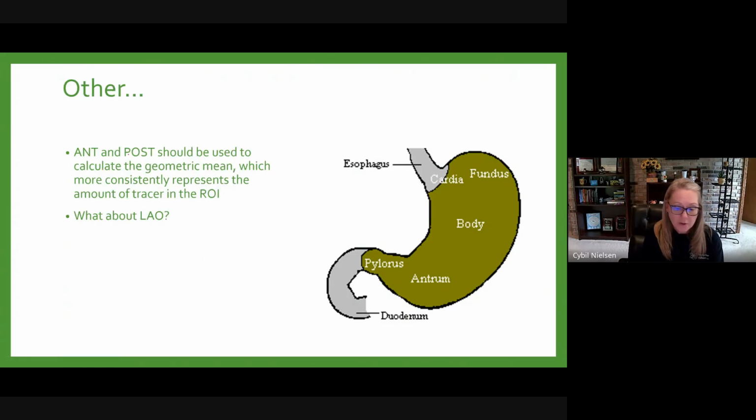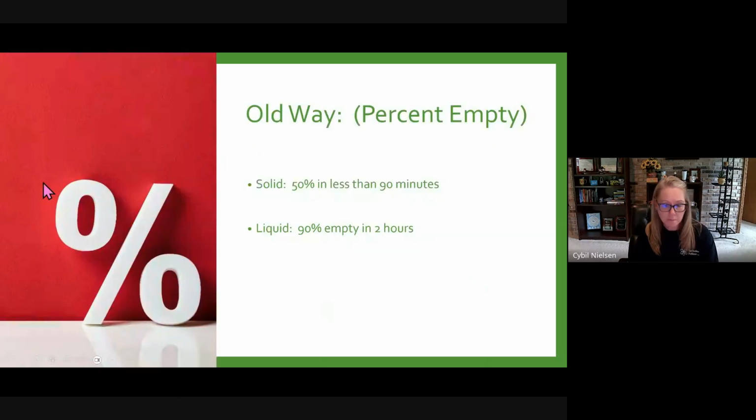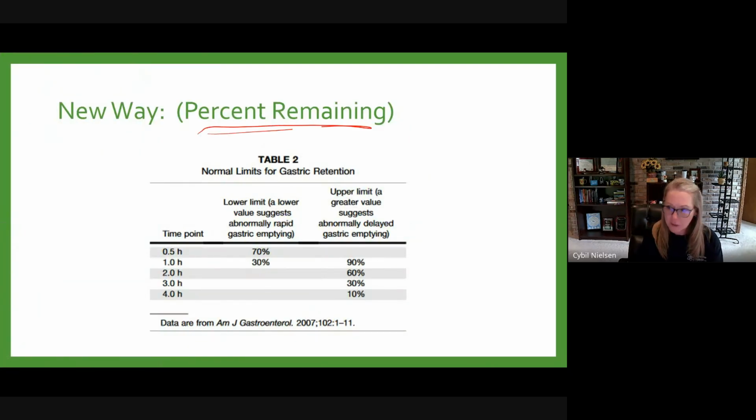We're going to do anterior and posterior and then get what's called the geometric mean, which is the square root of the anterior times the posterior. There were some studies like, well, maybe we can just do an LAO, but those were not accurate. So we're back to doing anterior and posterior. We used to calculate the percent empty, and it was very easy, but we decided to make it more complex. Now we calculate the percent remaining.